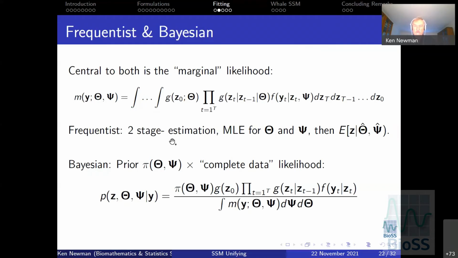Now, for frequentists, once they calculate that marginal likelihood, then they can calculate maximum likelihood estimates for the parameters. And then to calculate what the states are, they typically calculate the expected value of the states given the parameter estimates. So there's a two-step approach to inference. Whereas the Bayesians handle everything simultaneously. They'll postulate priors for the parameters, and implicitly they specify priors for the states, but that's just coming from the state process model. But then the end result is you come up with a posterior distribution for both the states and the parameters simultaneously.